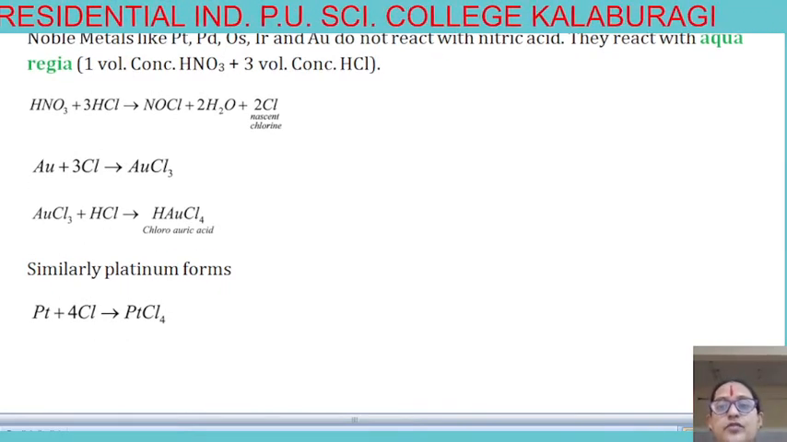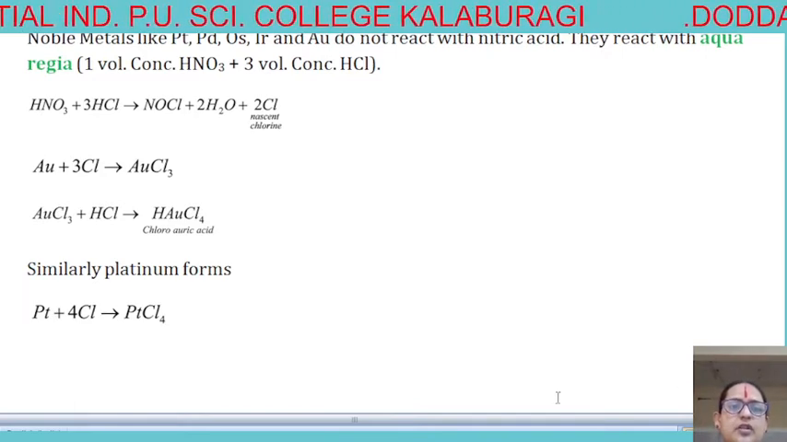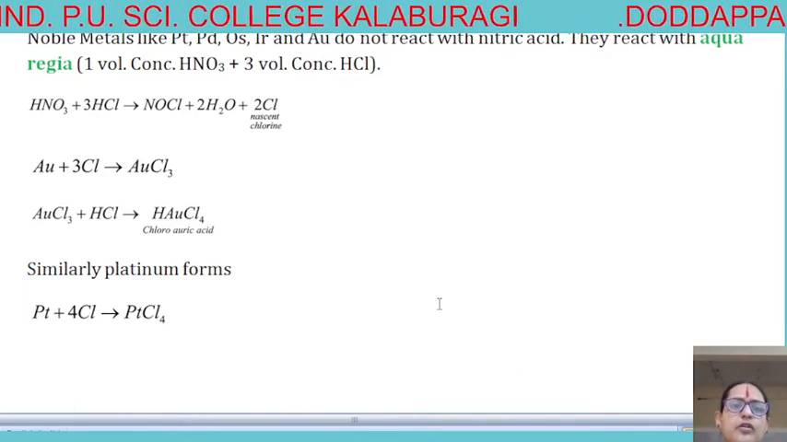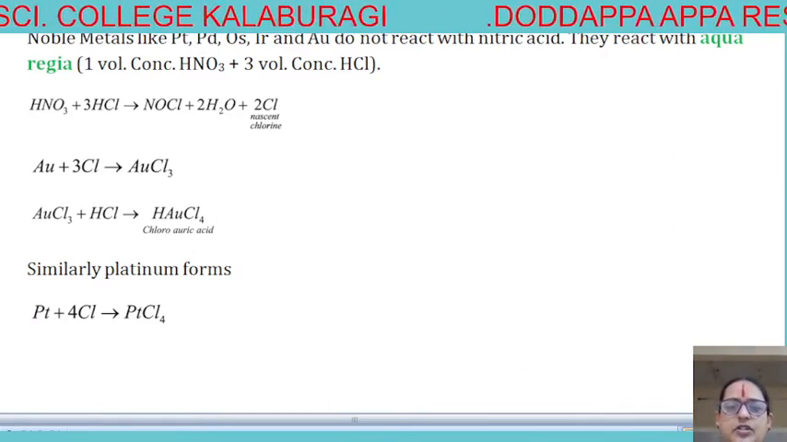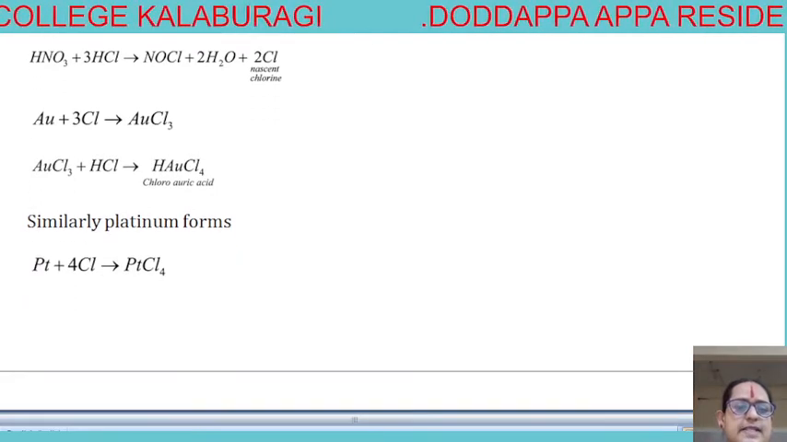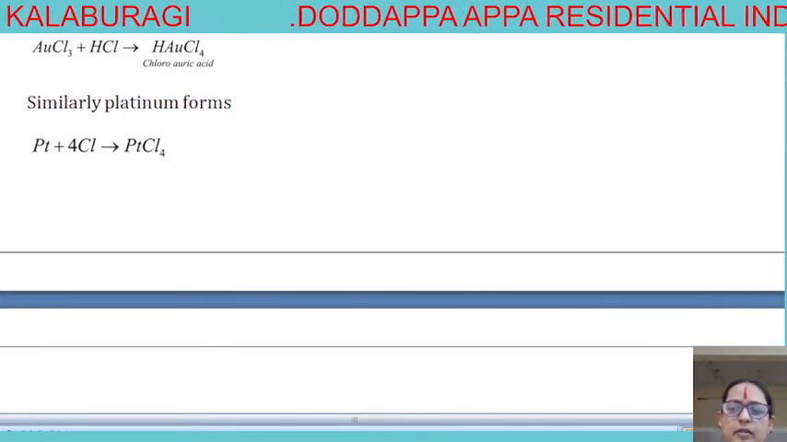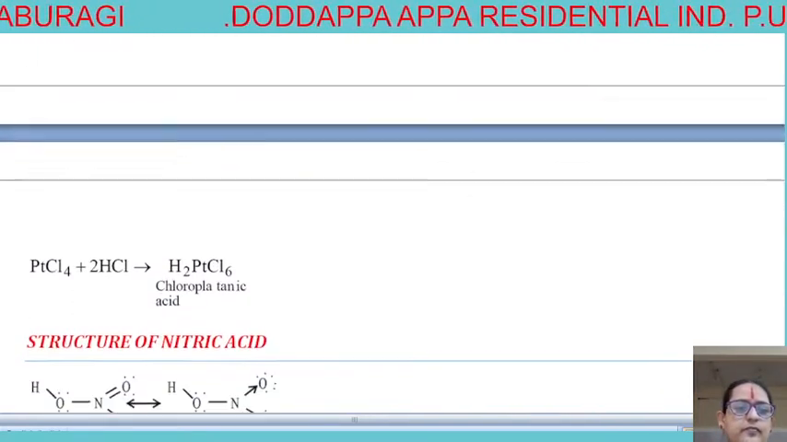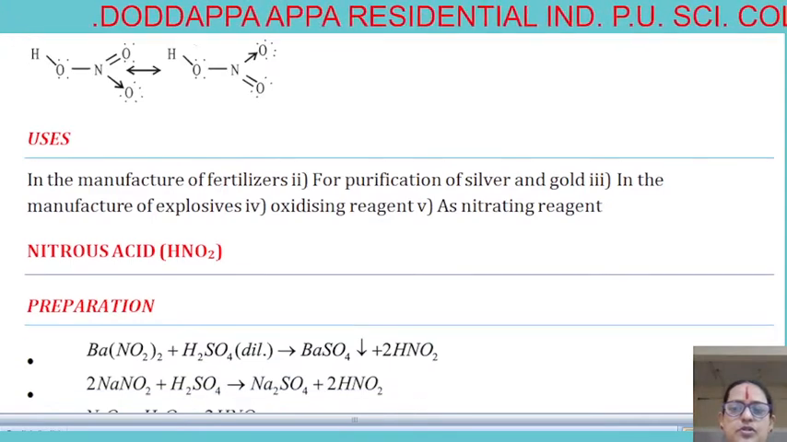One more thing we have to study is aqua regia. Aqua regia is one part of nitric acid and 3 parts of HCl. It reacts with gold and silver. It is used for cleaning the native metals. Structure of nitric acid: it has 2 resonance structures.